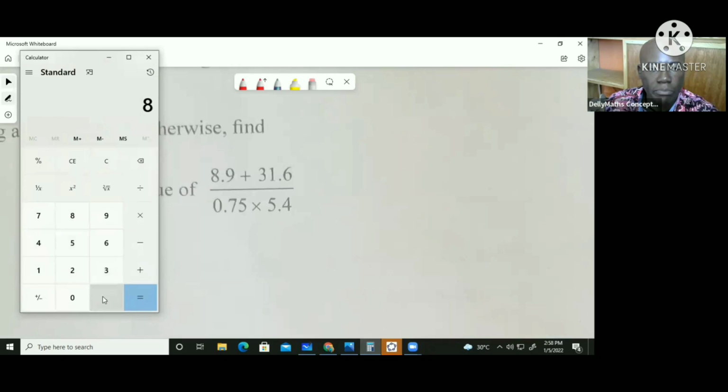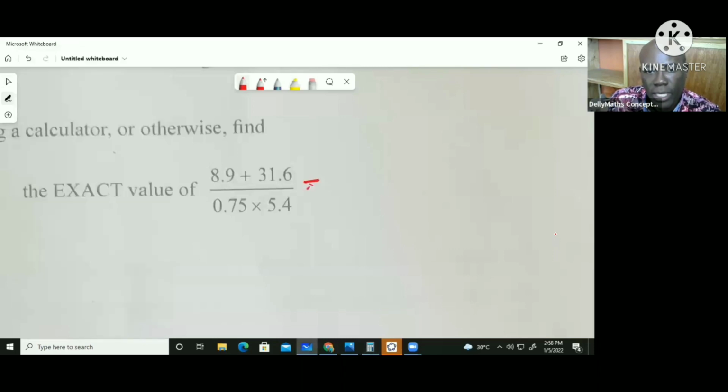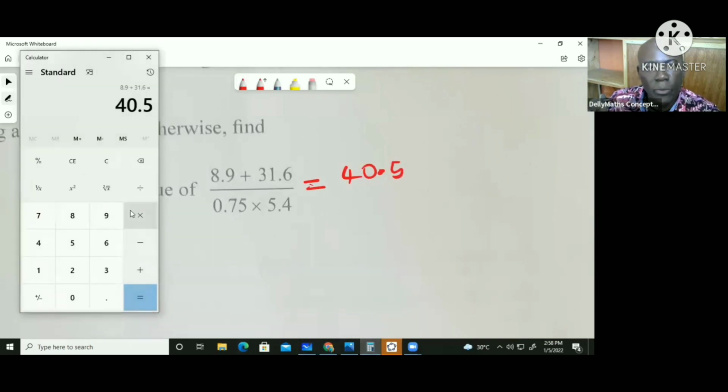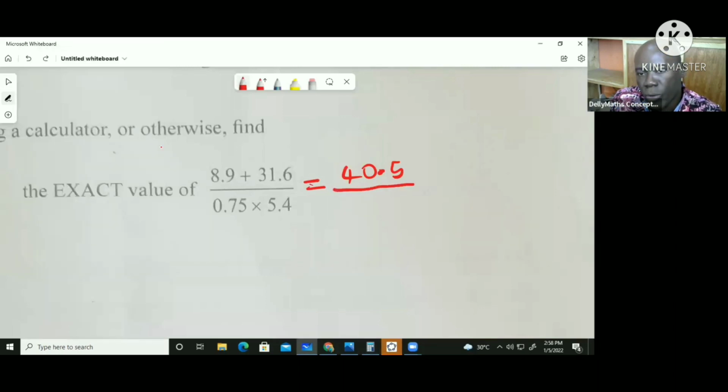So we're talking about 8.9, and we're adding that to 31.6. 8.9 plus 31.6. And that is going to land us at 40.5. So this at the top, we're getting 40.5. And then underneath, we have 0.75 being multiplied by 5.4. All right. And our response is 4.05. All right. So that's what we're getting.